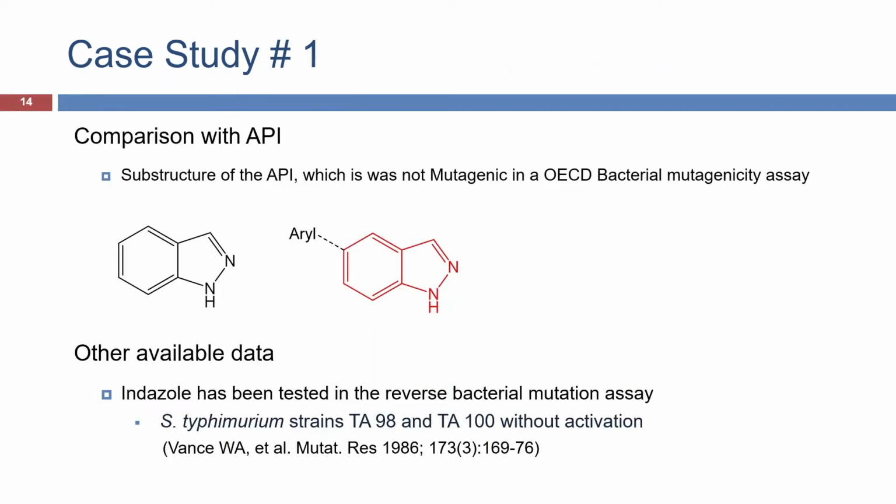So looking at comparisons of the indosol and their presence as substructure or in the literature, indazole itself is a substructure of our API, which was already tested in an OECD bacterial reverse mutagenicity assay, and it was negative. There's also other available data. Indazole has been tested, and it was negative in the Salmonella typhimurium strains TA98 and TA100 without activation.